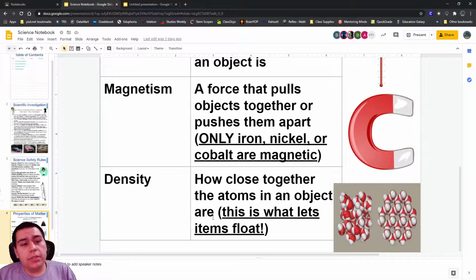The last one is something called density. And for density, I wanted to show you all this picture. Density tells you how close together all those little molecules and atoms are next to each other. So I'll show you an example here.